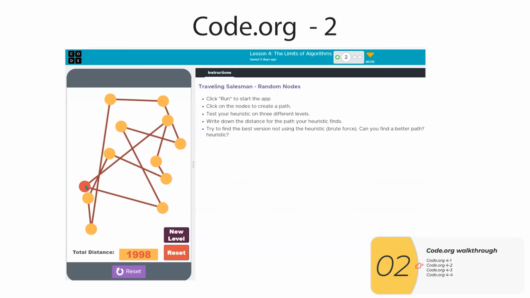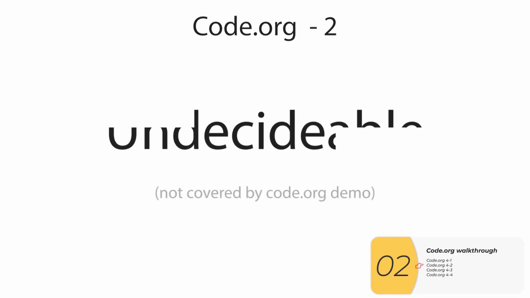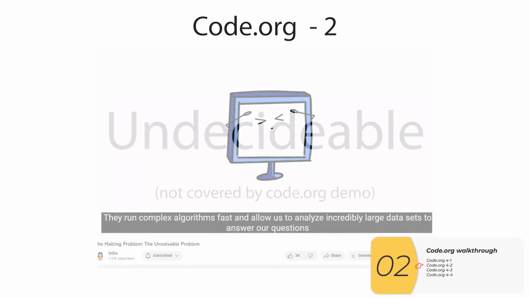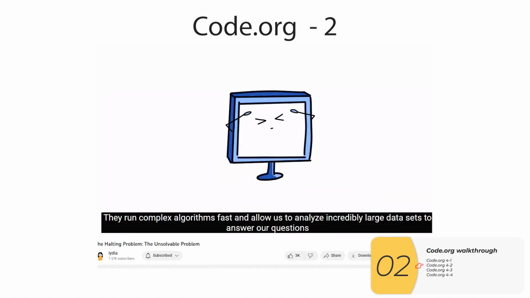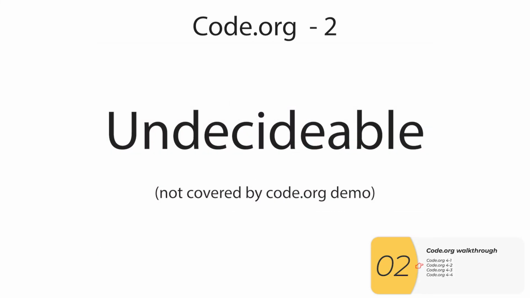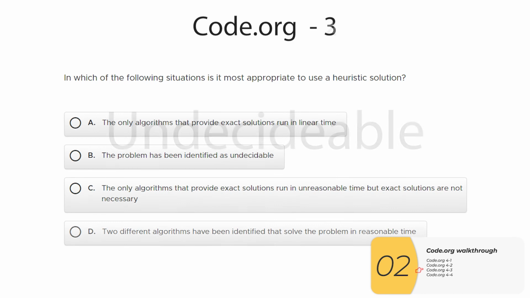So that's what code.org is trying to do. They're trying to illustrate that the heuristic is basically just a rule of thumb. Here's a specific example of a heuristic, and in this case, it's good enough. Undecidable problems are not covered by code.org. They ask you to watch this video. It is a great video, but there's a chance you won't understand it, and that's okay. Just look at the practice questions to see how you're going to answer these questions when they come up on the AP exam.